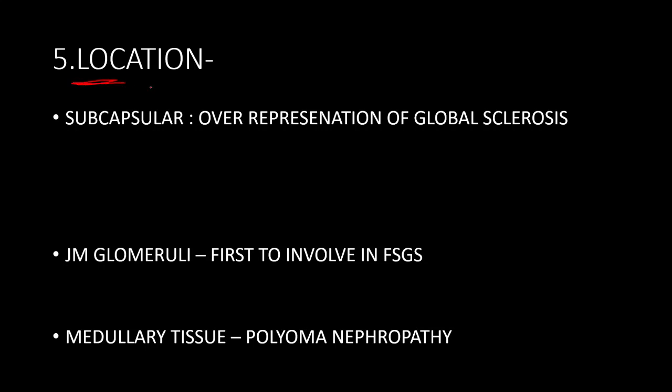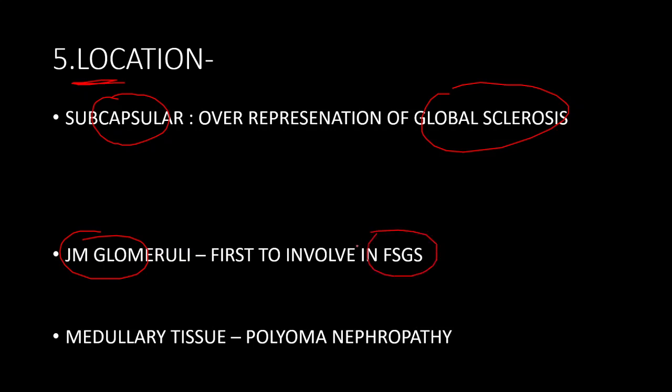With respect to the location of the biopsy, if it is subcapsular, there will be over-representation of global sclerosis. Juxtamedullary glomeruli are the ones first involved in FSGS. And medullary tissue might be required to diagnose polyomavirus nephropathy. These are the beginning theory questions. Whenever there is a microscope, there is a slide. These are the theory points you have to remember or might encounter.